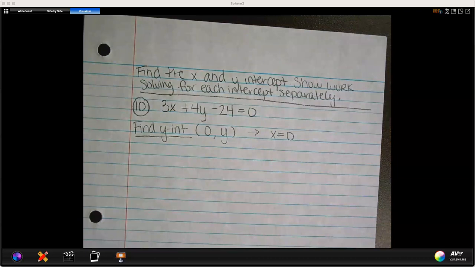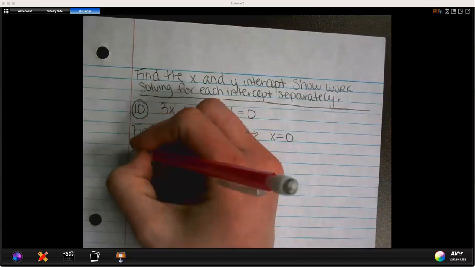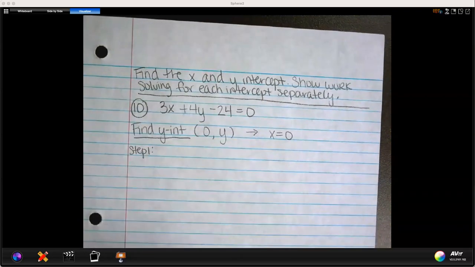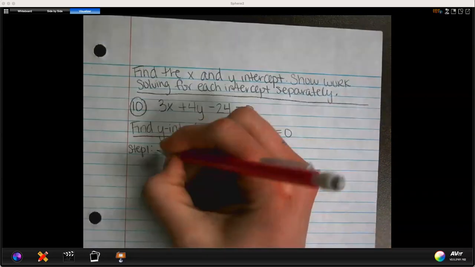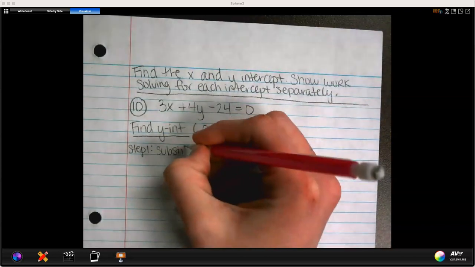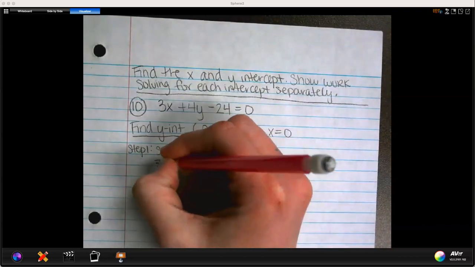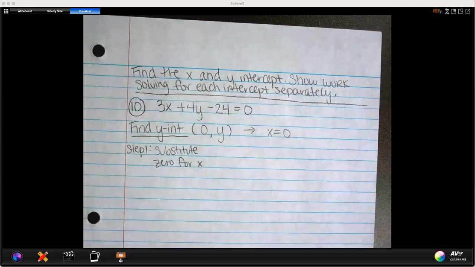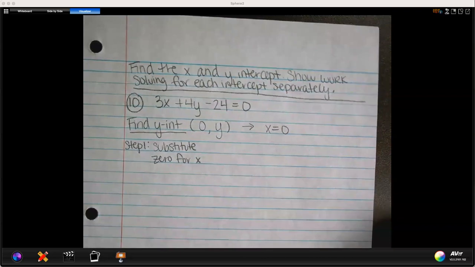So to find our x and y intercepts in standard form, we're going to follow 3 steps. Okay. So step number 1, specific to the y-intercept, is we are going to substitute 0 for x. Since we know x has to be 0, I'm going to substitute 0 for x.